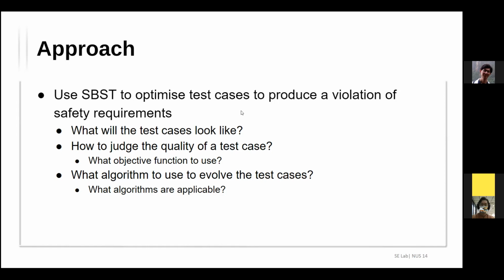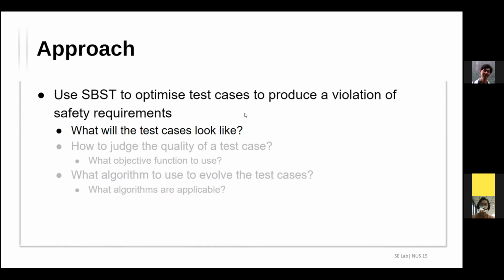So of course, we have to ask certain questions before we can even use the SBST process. What would the test cases look like? What is the structure or the representation of the test case? This is also important because it will affect how we manipulate the test case. How to judge the quality of the test case? In this case, this refers to the objective function. So how to score the test cases so we can tell which test cases are better, and select them. And finally, what kind of algorithm can we use to evolve the test cases? Now that we have a representation of the test cases and an objective function, we need to know how to evolve the test cases so that we can continually update them to be better.